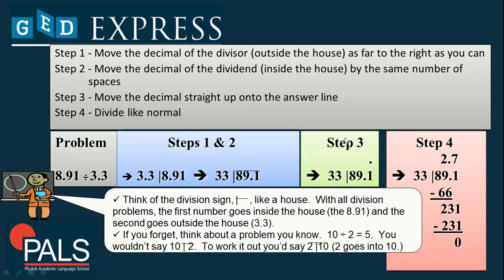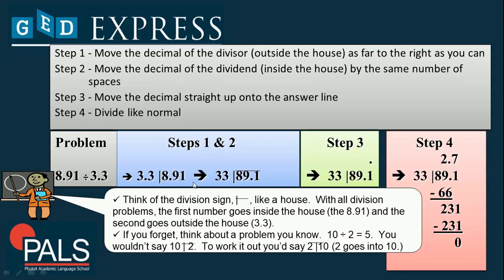So for dividing decimals, the first step is to move the decimal of the divisor as far to the right as you can. And then the next step would be to move the decimal of the dividend by the same number of spaces. And we move the decimal straight up onto the answer line and divide like normal.